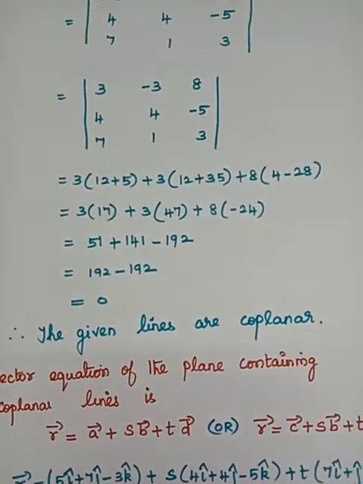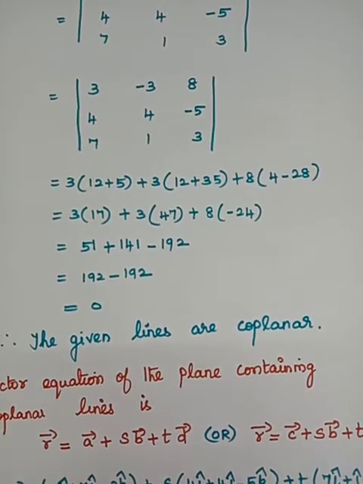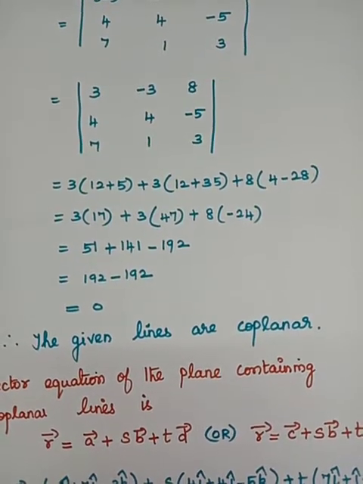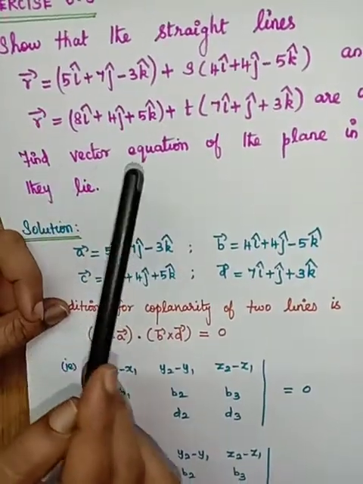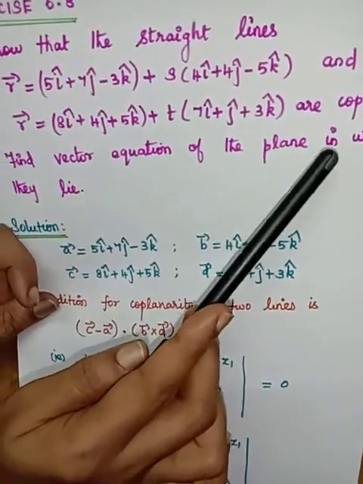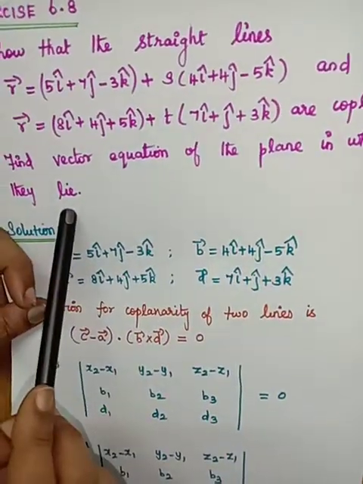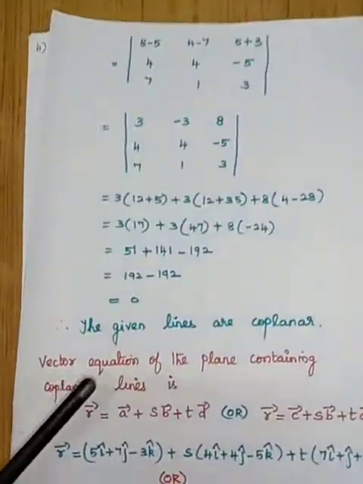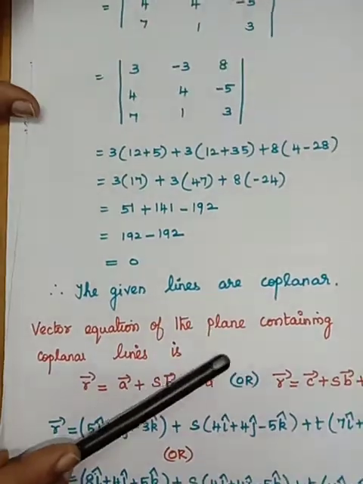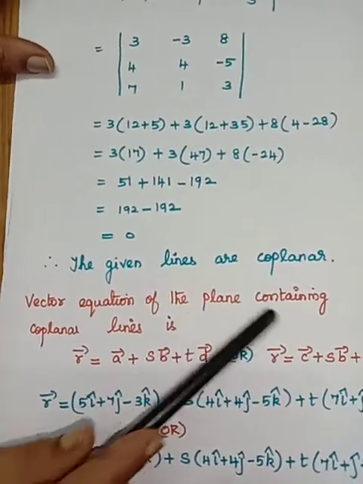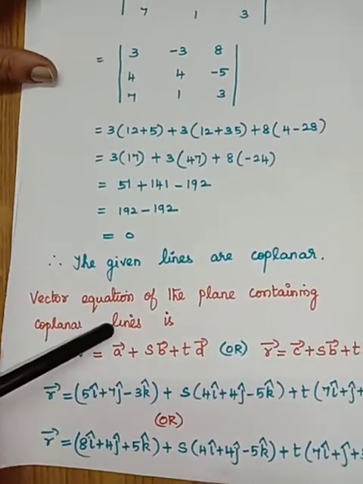So first result we have completed. We have shown that the two lines are coplanar. Now what is asked? Find the vector equation of the plane in which they lie. So we have to find the vector equation of the plane containing the two coplanar lines.